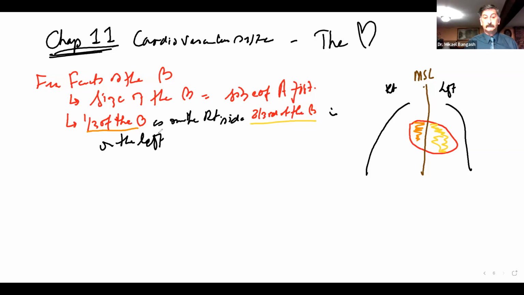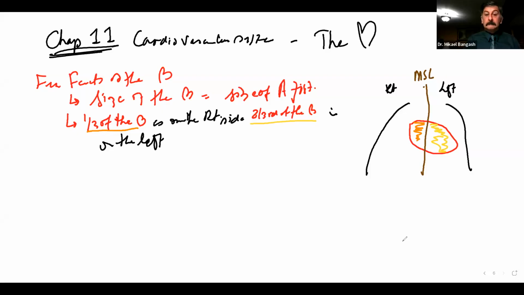Is that clear? So anatomically, we can say that the heart is more tilted towards the left side than the right side. Clear? It's not going to be even in the center, but more of the heart is found on the left side of your chest and less on the right. 1/3 on the right, 2/3 on the left. Did you guys get that?